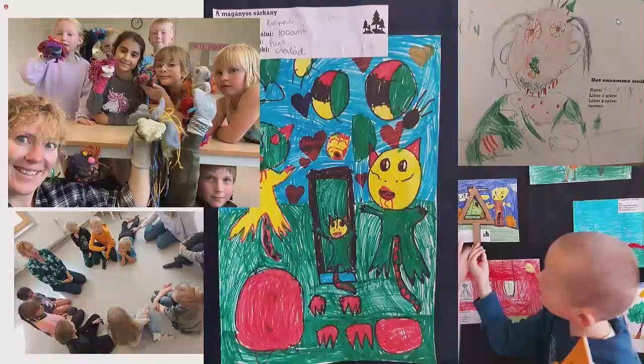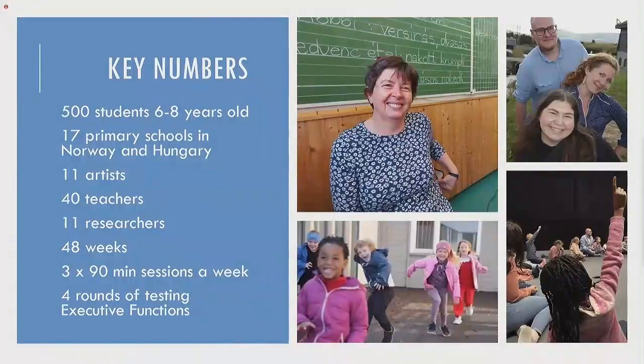So you see here some of the learning situations. These are much more frontal in the pictures, but in reality and in everyday practice, this is much more informal and much more children-led. So these are just the key numbers: 500 students took part in this project in 17 primary schools in Norway and Hungary, with 11 artists and 40 teachers. And we hope that this is not just a project for 2 years, but also a long-term partnership between teachers and artists.